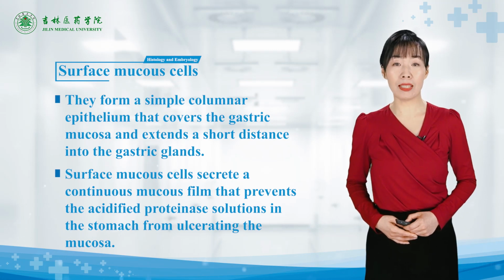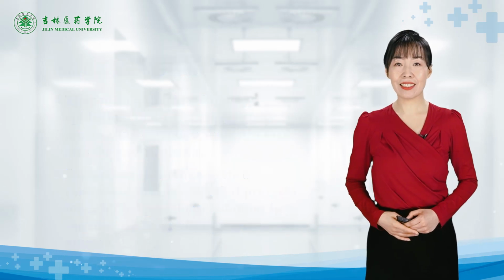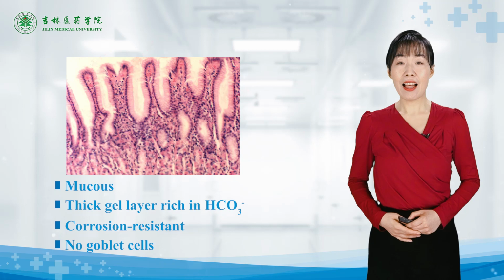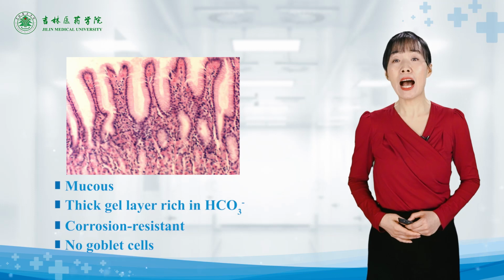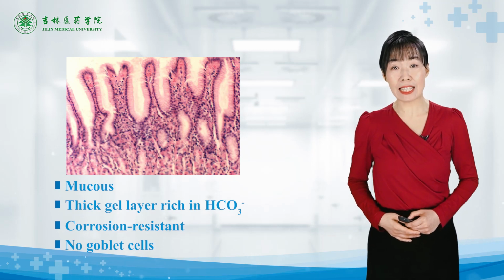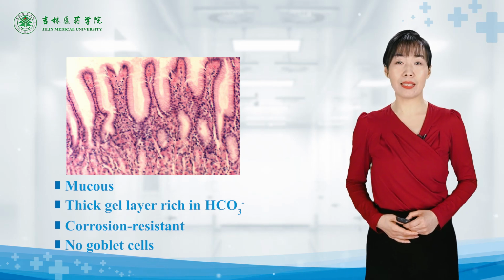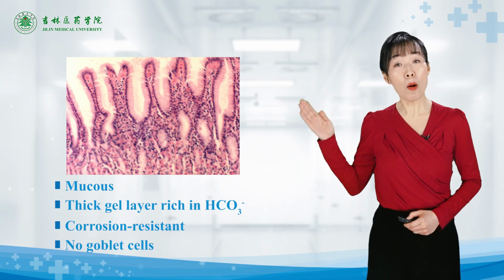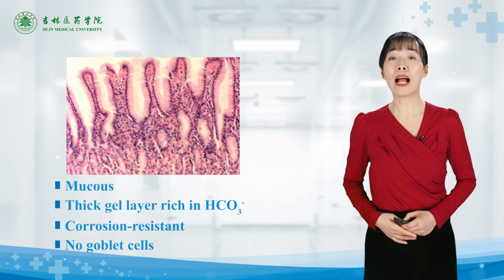The epithelium is simple columnar epithelium, known as surface mucous cells. Surface mucous cells cover the inside of the stomach and the gastric pits. They secrete a continuous mucus film that prevents the acidified proteinase solution in the stomach from ulcerating the mucosa. There are no goblet cells in the epithelium. If goblet cells are found in the surface epithelium, it is an omen of gastric cancer.